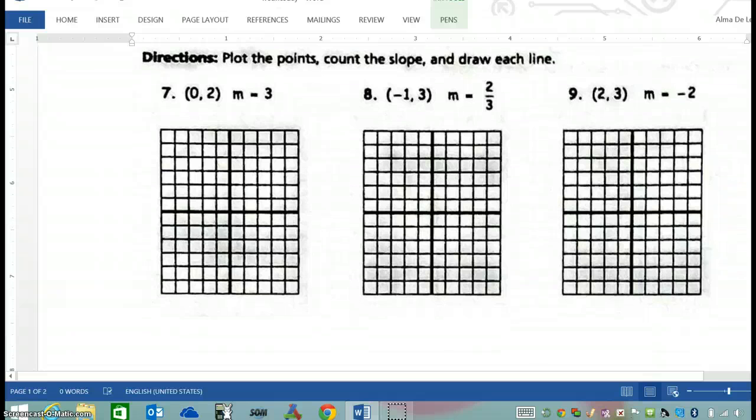I'm going to go down and work out problem number 7. Plot the points, count the slope, and draw each line. For problem number 7, we are given the point, but it's not plotted. So the very first thing we want to start with is plotting our point. The point is 0, 2, so it looks like this. And then my slope is 3, which is the same thing as 3 over 1. It's positive, that means that my line is going to go up.